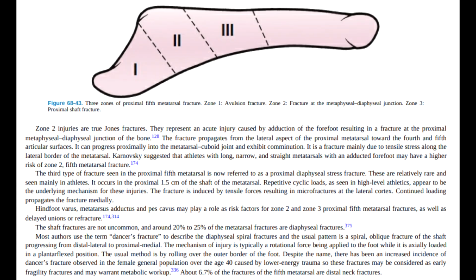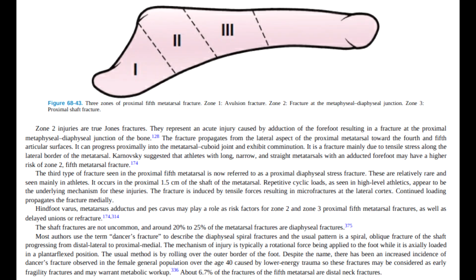The fracture propagates from the lateral aspect of the proximal metatarsal to the fourth and fifth articular surfaces. It can extend proximally into the metatarsal cuboid joint and exhibit comminution. This type of fracture is more likely in individuals with long, narrow, straight metatarsals combined with an adducted forefoot. There is also an association between zone 2 fractures and hindfoot varus, metatarsus adductus, and pes cavus.